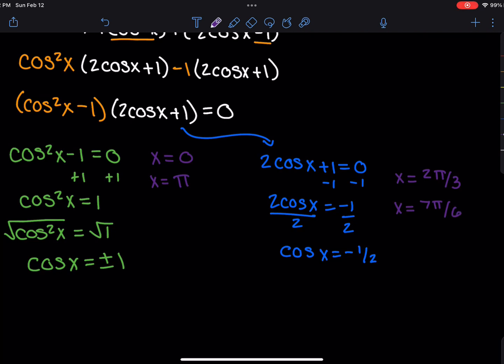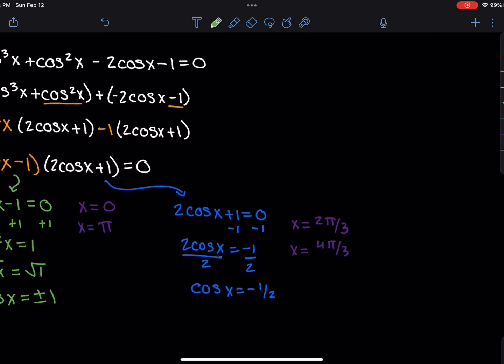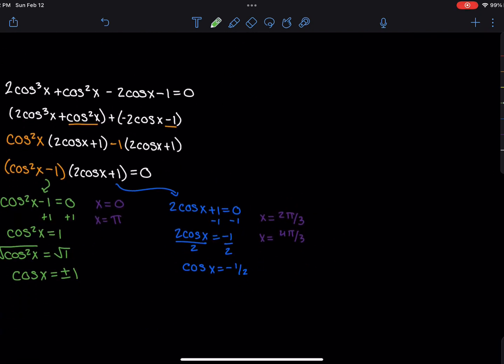I miswrote that there. I got it mixed up with sine. But it is 4 pi thirds. And now that we know what our x values are, we need to make sure about the 2 pi k portion that we would add to it.